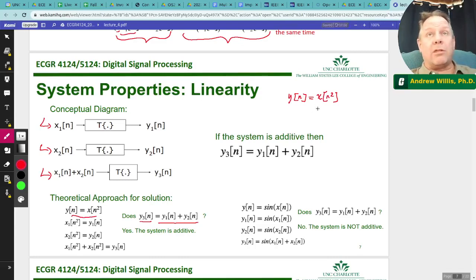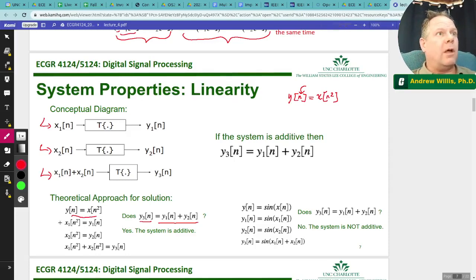So what is the system? Well, in this case, the system seems to be taking the values of n and picking off values of x where n is squared, and setting y at index n to the value of the function of x at where it's squared. But let's go ahead and apply our process.